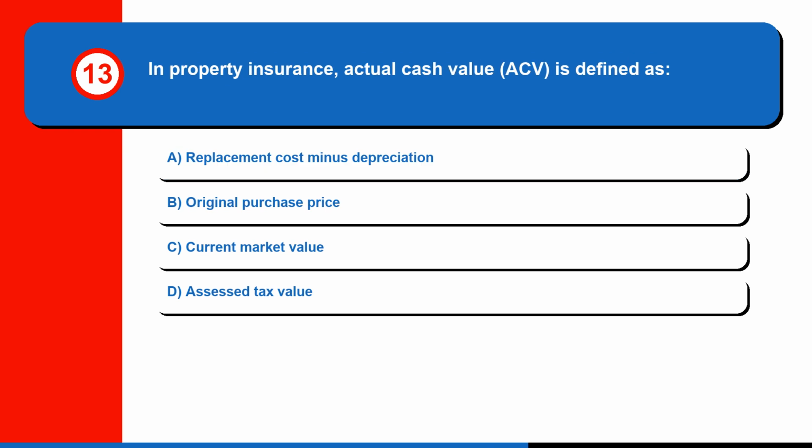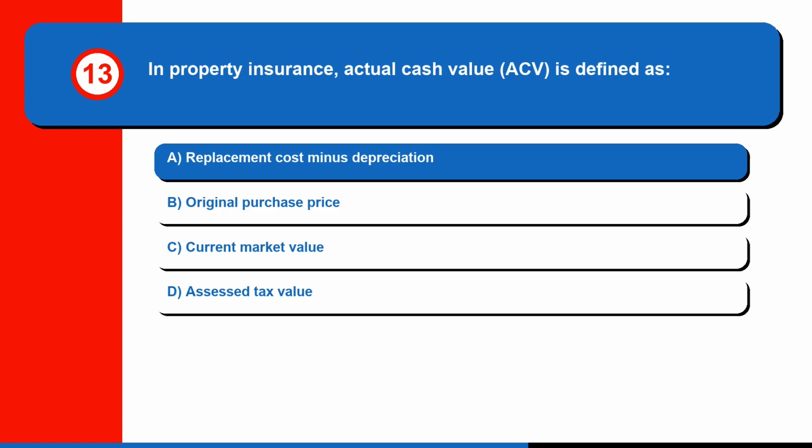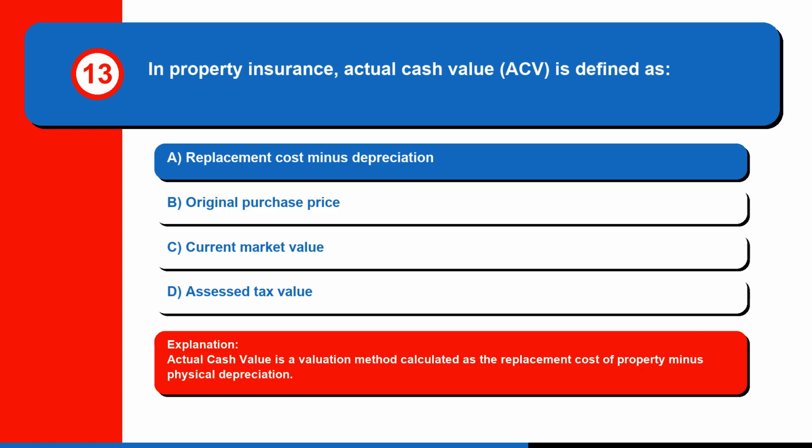Question 13. In property insurance, actual cash value, ACV, is defined as A. Replacement cost minus depreciation. B. Original purchase price. C. Current market value. Or D. Assessed tax value. The correct answer is A. Replacement cost minus depreciation. Actual cash value is a valuation method calculated as the replacement cost of property minus physical depreciation.